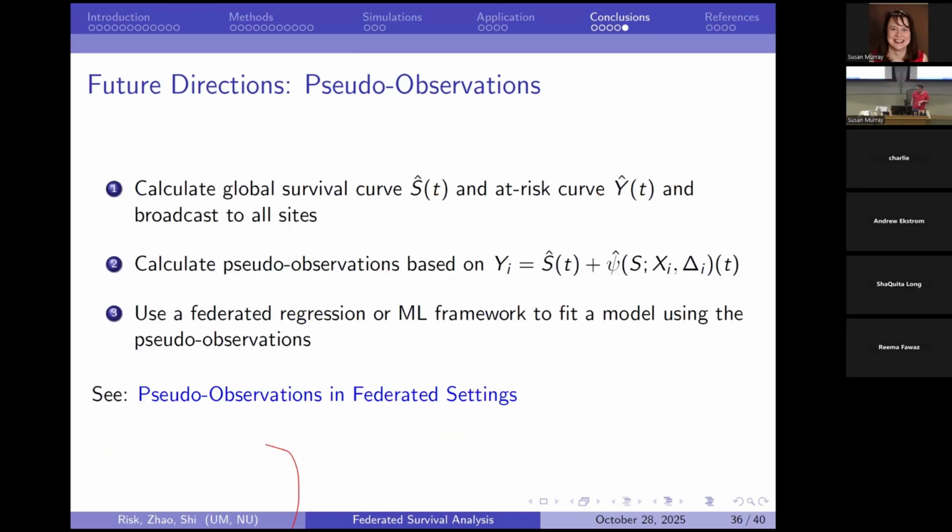Our idea is basically that you calculate this global influence function, and then you can calculate pseudo observations at each site, and then use your preferred federated regression or machine learning framework to fit a model using pseudo observations. Some people think this isn't really a problem, just because they think they can share the risk table and that's enough to assuage privacy concerns. But I still think it's a nice result.